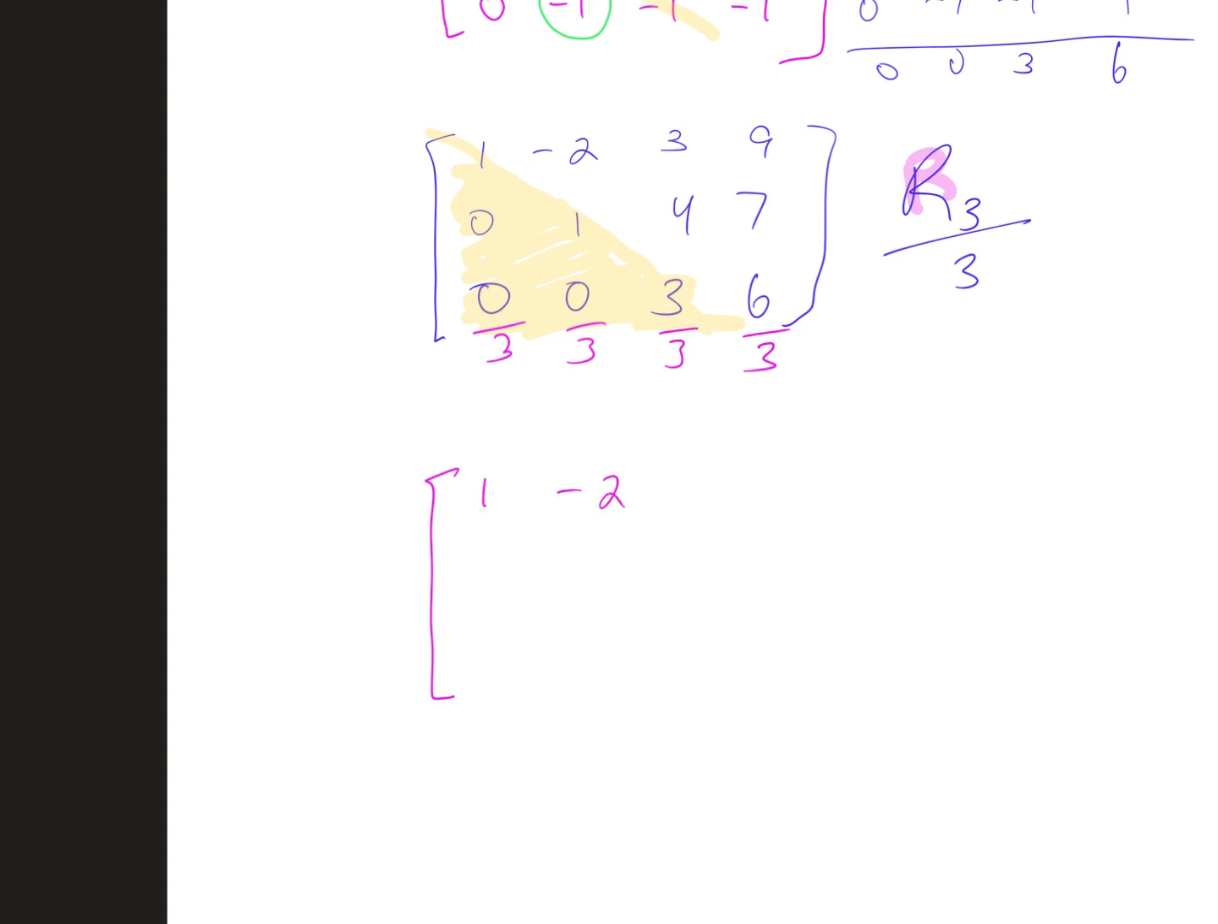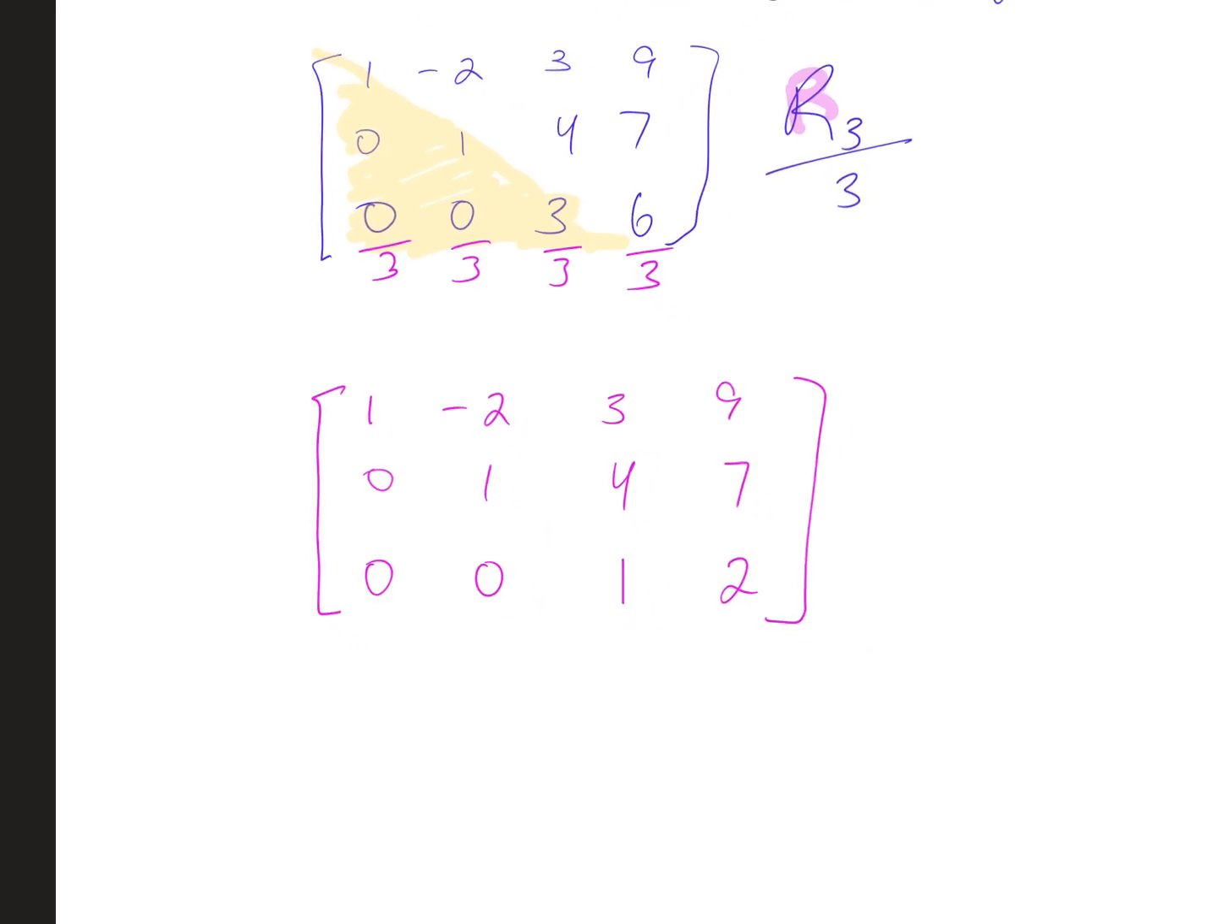1, negative 2, 3, 9. 0, 1, 4, 7. 0 divided by 3 is 0. 0 divided by 3 is 0. 3 divided by 3 is 1. 6 divided by 3 is 2. All right, so much work. You guys did a great job.